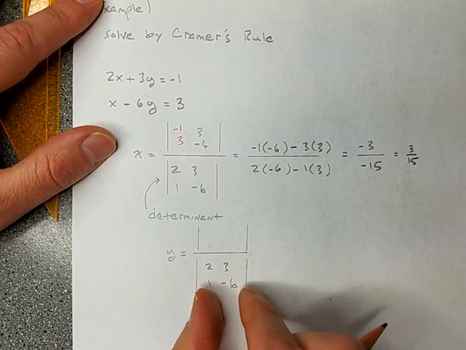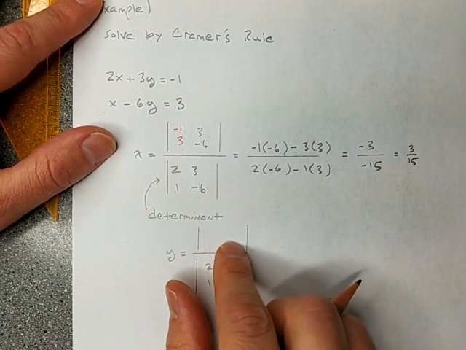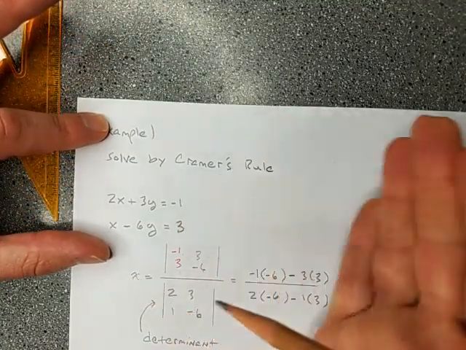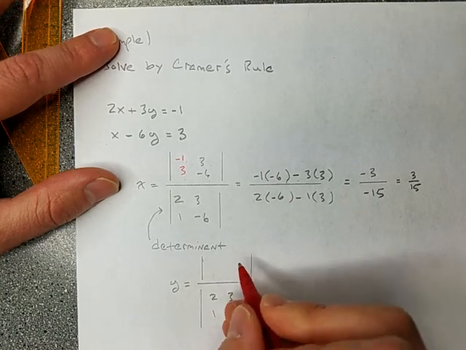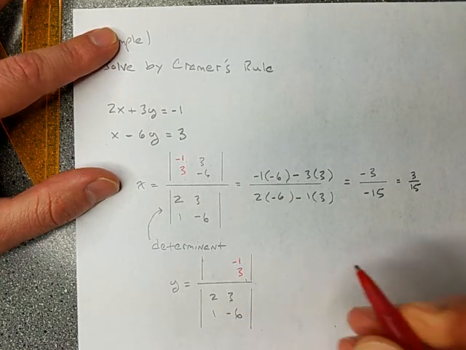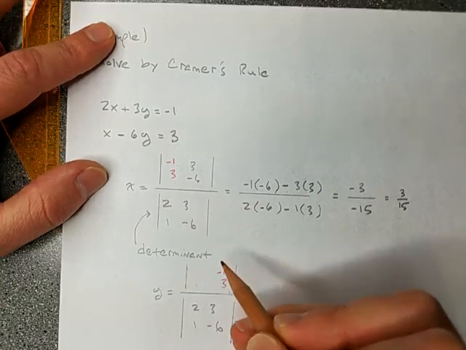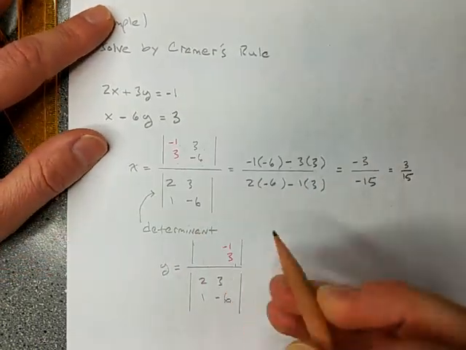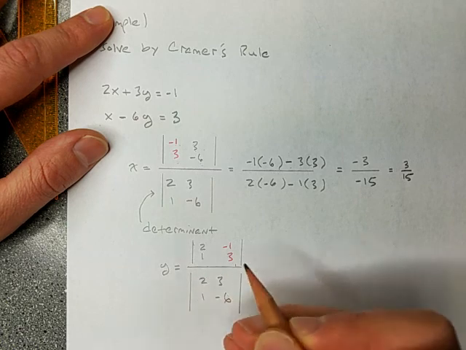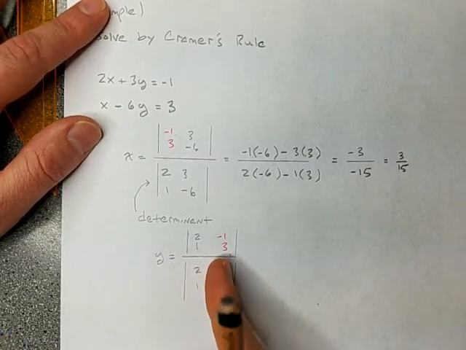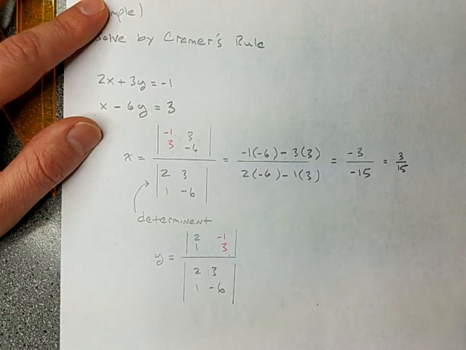You'll take this and you'll replace the second column with what? The numbers on the other side of the equal sign. So it'll be -1 and 3. So I replaced the second column with -1 and 3, and I leave that one the way it is, because I'm replacing the second column. It's going to leave me 2 and 1 right there.